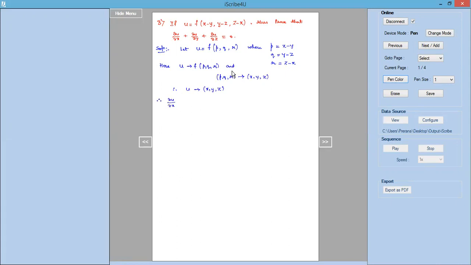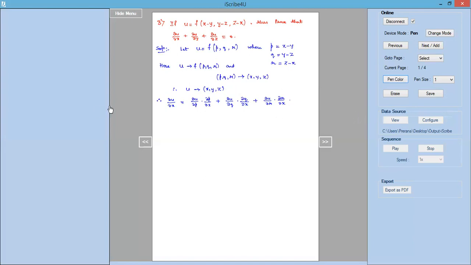So dou u by dou x will be equal to dou u by dou p into dou p by dou x plus dou u by dou q into dou q by dou x plus dou u by dou r into dou r by dou x. Since u is a function of p, q, r, we write the partial derivatives dou u by dou p, dou u by dou q, dou u by dou r. And we know that p, q, r are functions of x, y, z. So here it is with respect to x, that is why we are writing dou p by dou x, dou q by dou x, dou r by dou x.